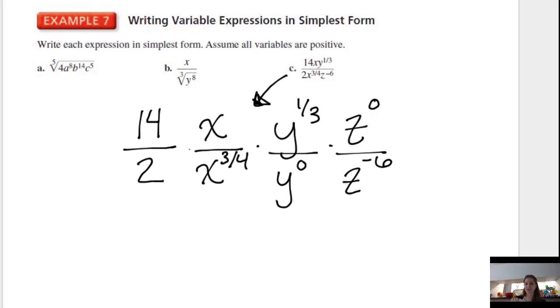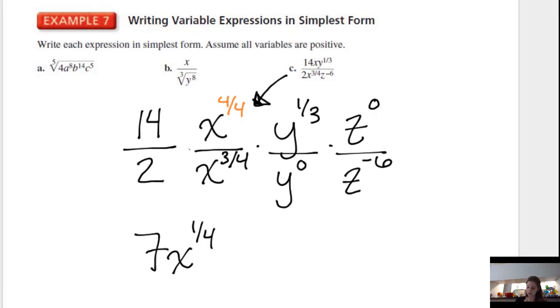Keep in mind this is just a big multiplication. If you multiply the numerator, you'll end up with the original expression. You multiply the denominator, end up with the original denominator. And now I can simplify 14 divided by 2 is 7. When you are dividing with the same base, you can subtract the exponents. So x to the 1st power, I can write as x to the 4/4, and then subtract 4/4 minus 3/4, and I'll end up with x to the 1/4.